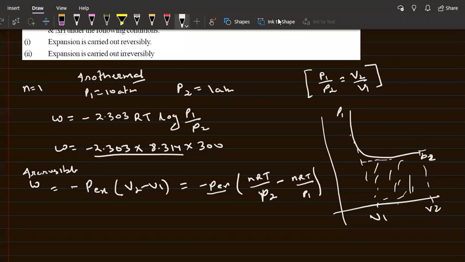So the area would be P2 into V2 minus V1. Got it? That's why P external will be taken as P2. So minus P2 into nRT by P2 minus nRT by P1. Got it, everyone? Yes or no? Tell me. Everyone got this?